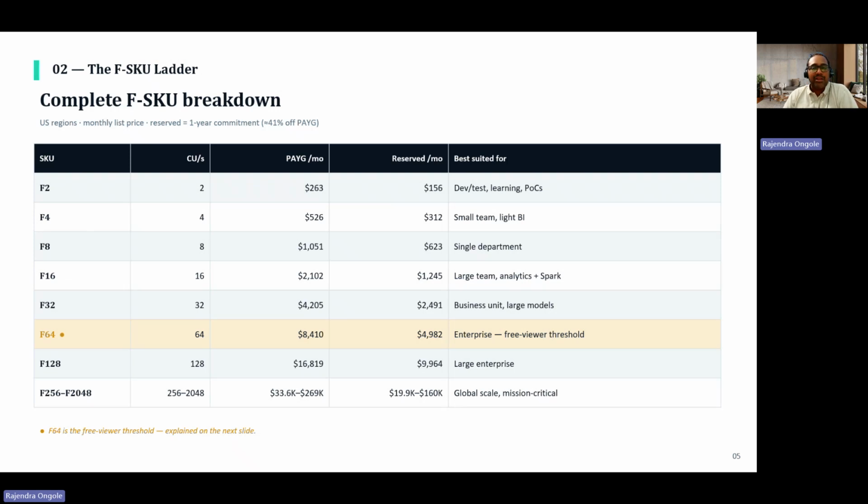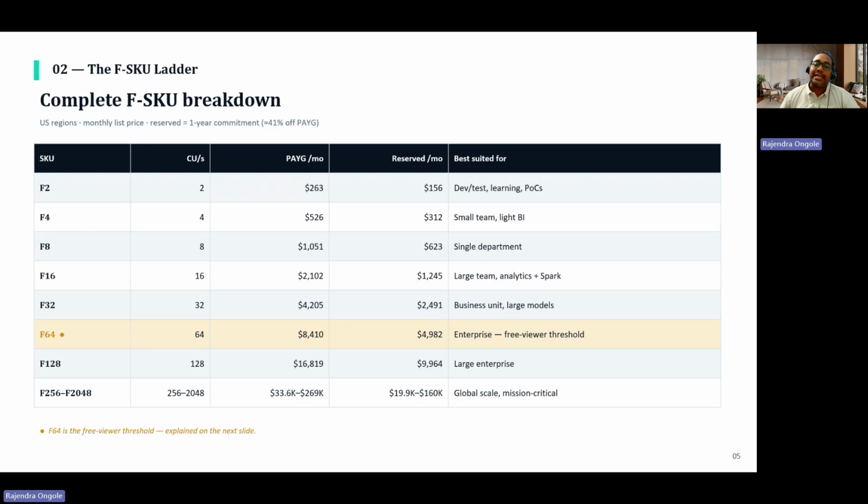If it is a simple development part, we can go with an F2. And if it is a small team maintenance part, if you are consuming the capacity SKUs, we can go with the F4. Likewise, for a particular department, F8. F16 is for the larger teams and analytics, F32 is for the business unit and larger models, F64 is something like enterprise-wide, where even the users who are going to consume the Power BI report need no license.